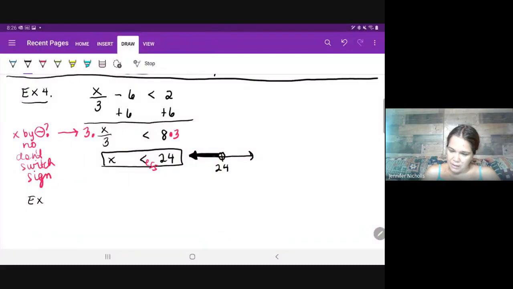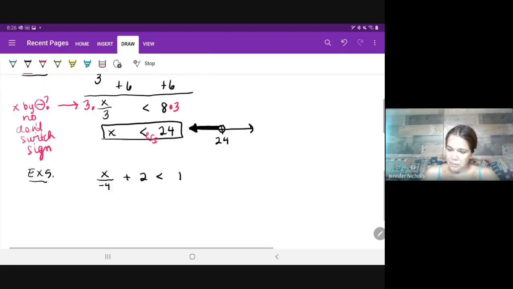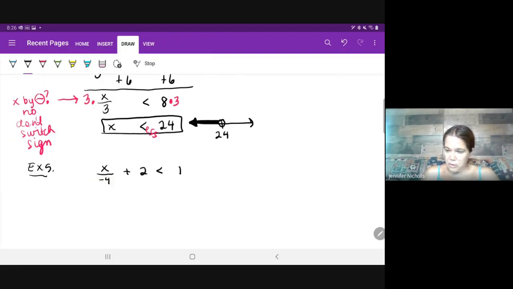Okay. So example 5, we're going to have one just the same, except what if you have a negative on the bottom? Sounds good? Okay, so what do you do with this one?